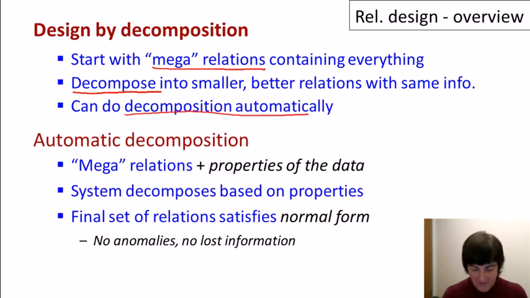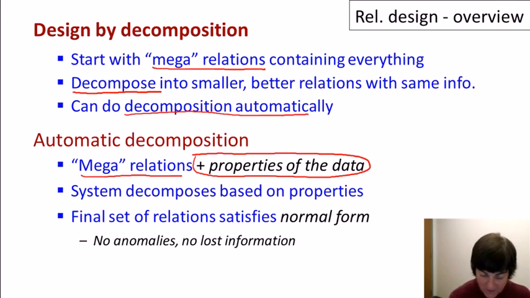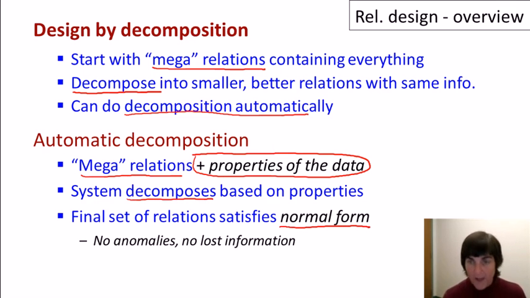So how does automatic decomposition work? In addition to the mega relations, we're going to specify formally properties of the data. The system is going to use the properties to decompose the relations, and then it's going to guarantee that the final set of relations satisfy what's called a normal form. And we'll be formalizing all of this, but the basic idea behind normal forms is that they don't have any of those anomalies that I showed, and they don't lose any information.